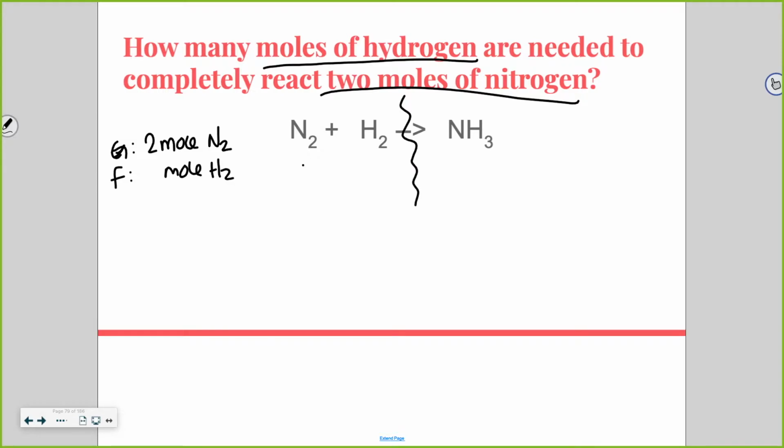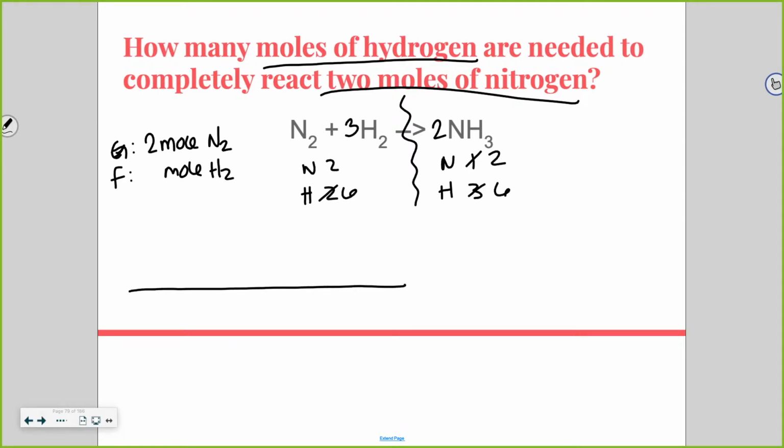Over here I have 2 nitrogens and 2 hydrogens, and I have 1 nitrogen and 3 hydrogens. What do I need to do to balance it? Multiply that side by 2. Put a 2 in front, and now I have 2 nitrogens and 6 hydrogens. My nitrogens are good. What can I go back and do to the left? Put a 3 there, and now I have 6 hydrogens. Now, do I have accurate coefficients to use? Yes.